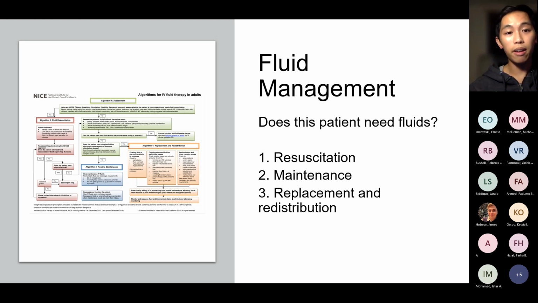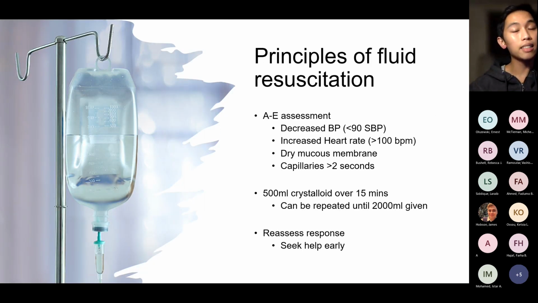So this means that in terms of the fluid and electrolytes in their body, we want to shift it to the correct places. So in this case, Harold needs fluid resuscitation, because if he doesn't get these fluids, he's going to become very, very ill very quickly. And in terms of the principles of fluid resuscitation, we want to do an A to E assessment. So we want to look at his blood pressure, his heart rate, his mucous membranes, and his capillary refill. And we want to give 500 mL of crystalloid fluid over 15 minutes. And this can be repeated until 2000 mL is given.